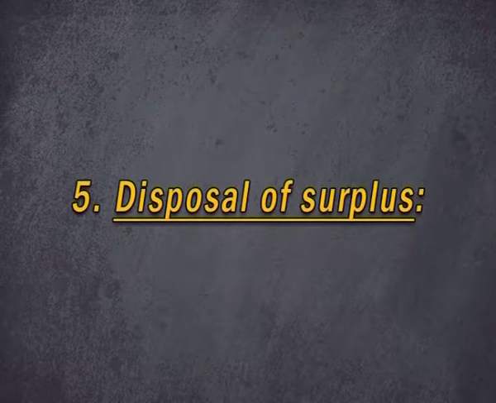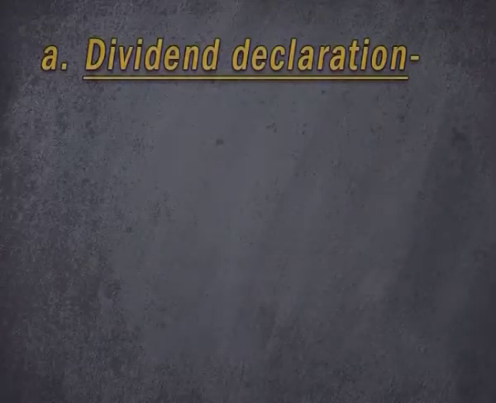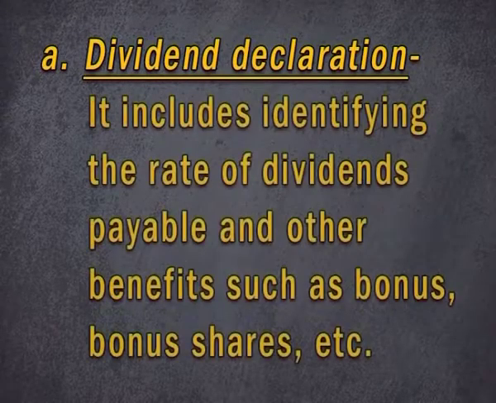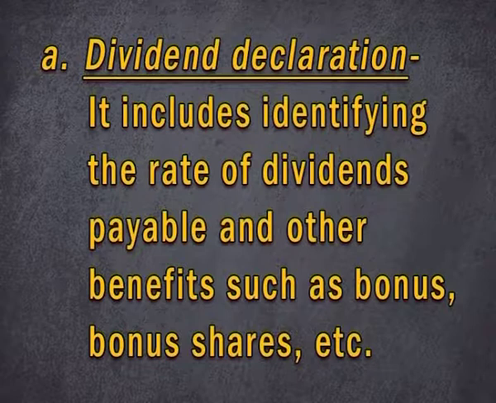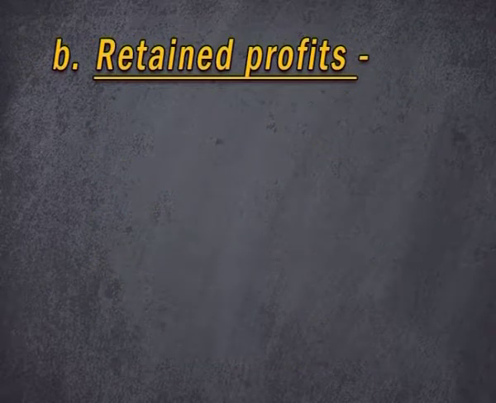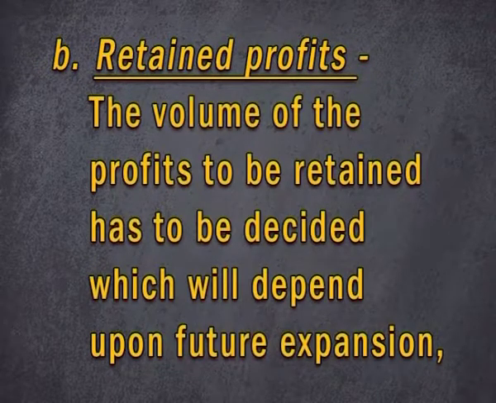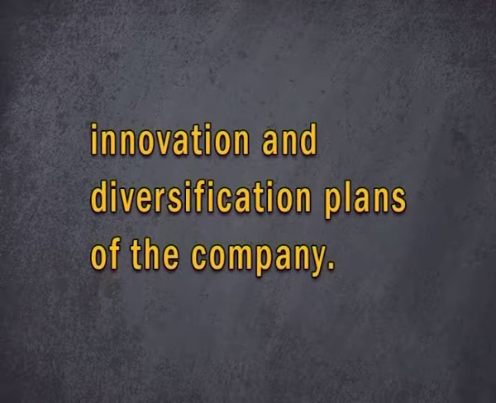Number 5, disposal of surplus. The finance manager must also determine the treatment of net profit. This treatment can be done in two ways. A, dividend declaration. It includes identifying the rate of dividends payable and other benefits such as bonus shares, etc. B, retained profit. The volume of the profit to be retained has to be decided, which will depend upon future expansion, innovation and diversification plans of the company.